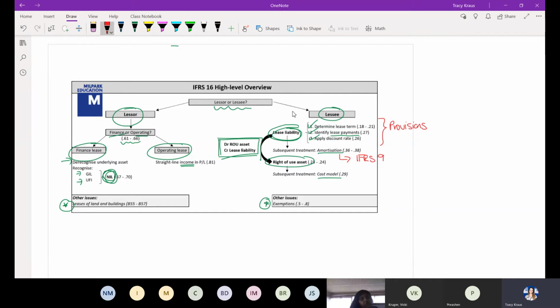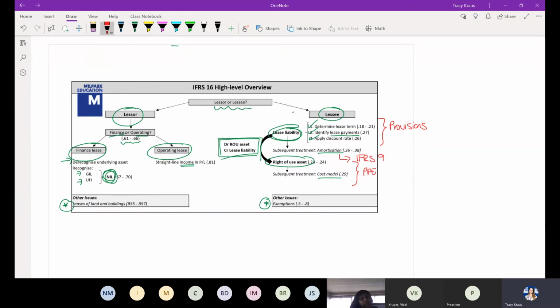And then finally, the treatment of the right of use asset is essentially the same as what you've seen as accounting for PPE on the cost model. So we will amortize or depreciate that right of use asset over its useful life. And eventually it will come down to zero at the end of the lease term. So these are all approaches that you've seen before. We're just putting them together in a new way to account for leases.